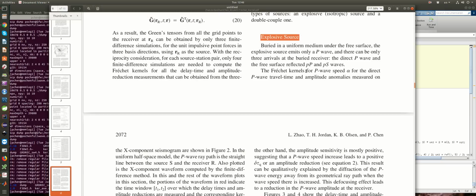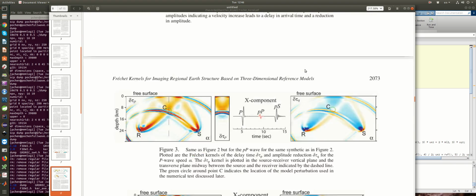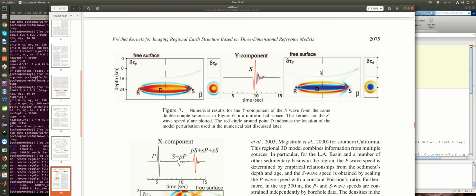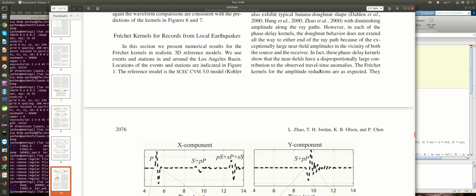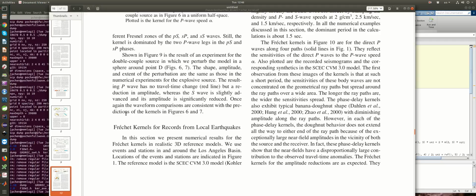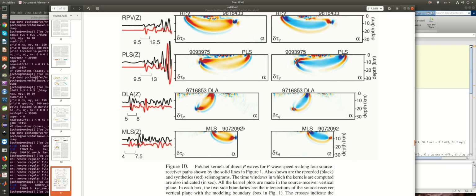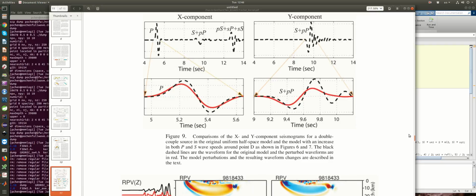The first one was an explosive source buried in a half-space model, and the second example is a double couple source buried in a half-space model, and the last one was for three-dimensional structure models using realistic earthquake sources. Those are kernels, right? For this paper, there were some oscillating patterns close to the surface. But that was the first paper.